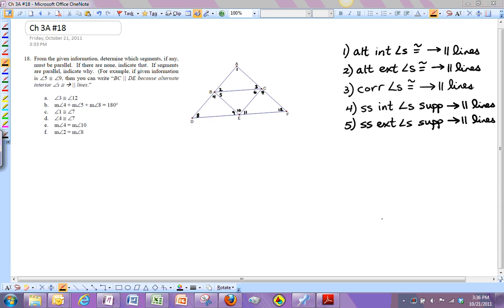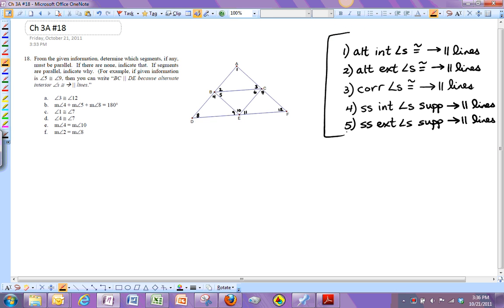Okay, so let's take a look at 3A number 18. In this problem, we're going to look at different angles and determine if the properties that are given, like they're congruent or they add up to 180, force any lines to be parallel. And the way we get parallel lines, I've given these 5 ways over here.